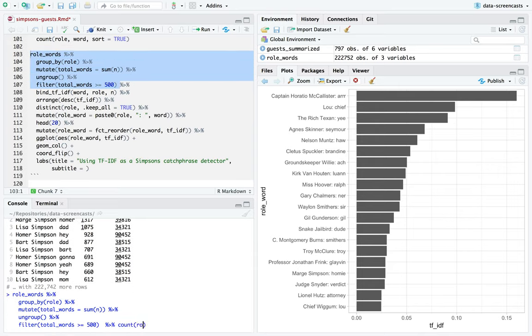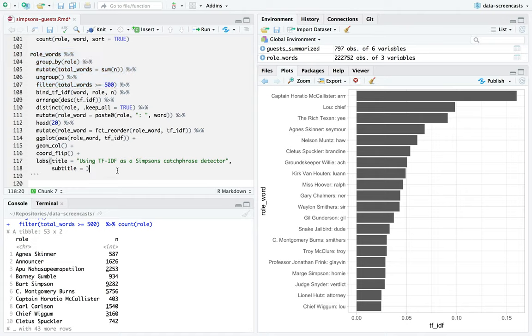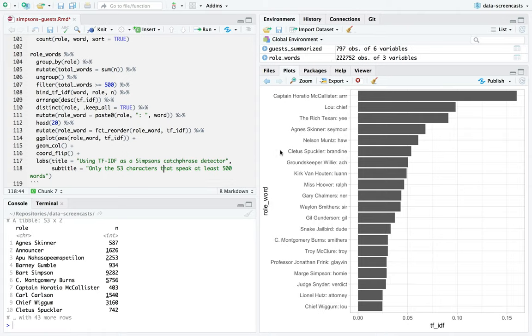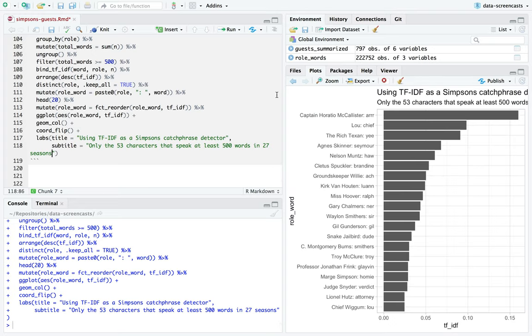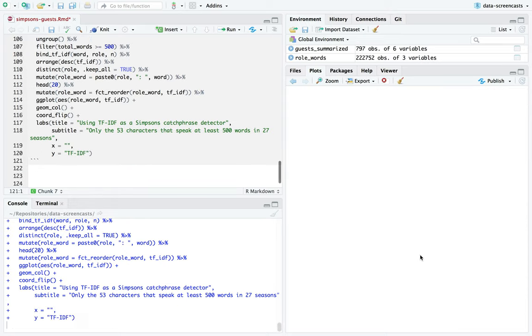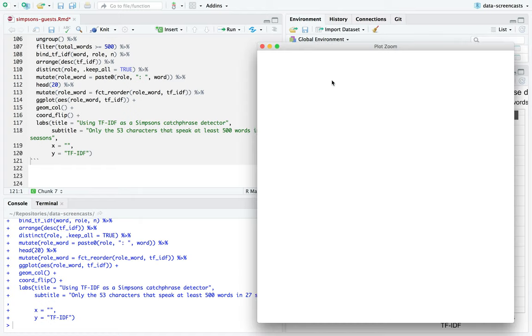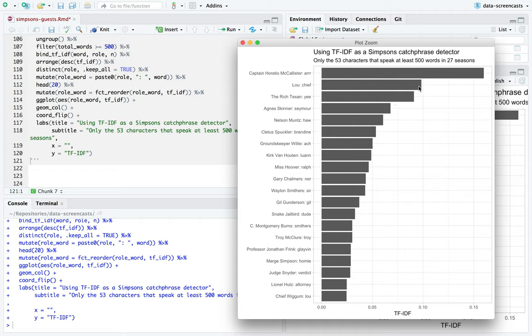Let me check, count role, I think it was 55, 53 characters. Oh, okay, yeah. Only the 53 characters with at least 500 words, that speak at least 500 words in 27 seasons. Then I'll note Y is TF-IDF. I don't think we need an X-axis label. I think this is kind of fun. There are some characters with really high specificity to one particular word. That's pretty fun.